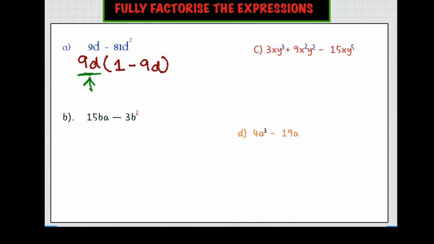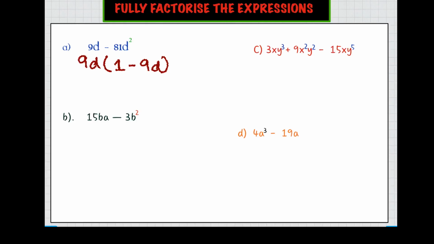Also, if you want to check that you have factorized it properly, you can always times your answer, times this factor with 1 and 9d again, you will get the same 9d minus 81d squared back. This is how we factorize it. We take the highest common factor out, which is for both these two terms, and then we write it outside the bracket. Let's do the next question.